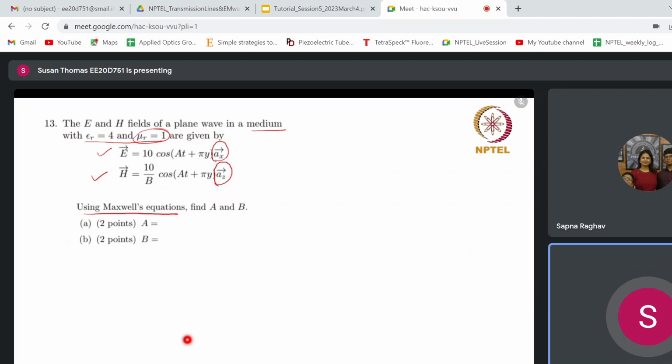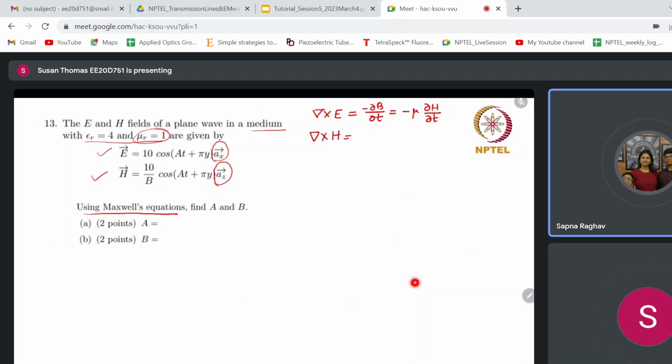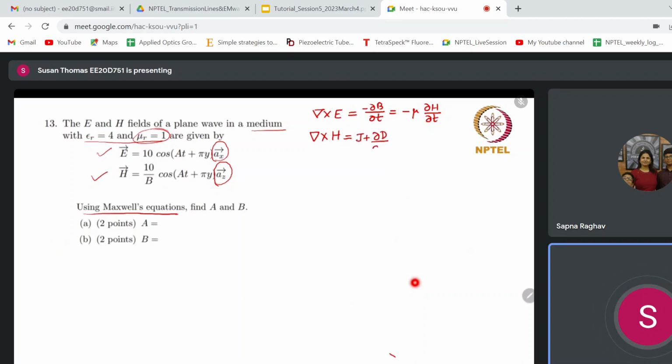Last week I had discussed the Maxwell equations. Four equations are there, and among them there are two curl equations. I'll just write them, del cross E and del cross H. These are the two curl equations we need to solve this question. Del cross E is minus dou B by dou t, that is minus mu into dou H by dou t. And del cross H is J plus dou D by dou t, where dou D by dou t becomes epsilon into dou E by dou t.